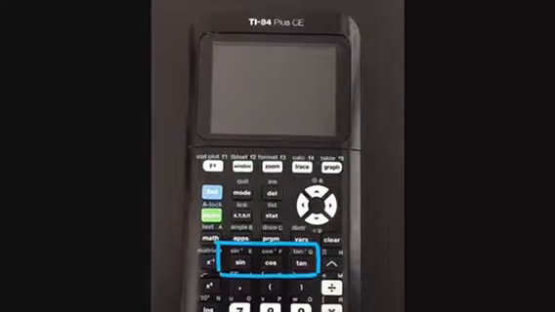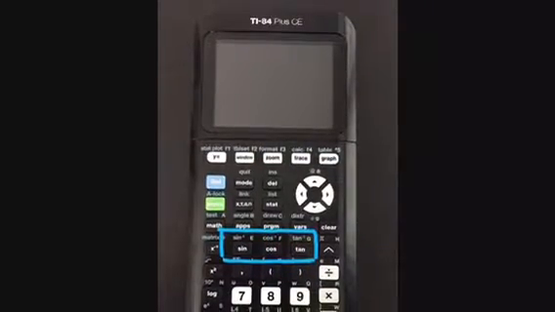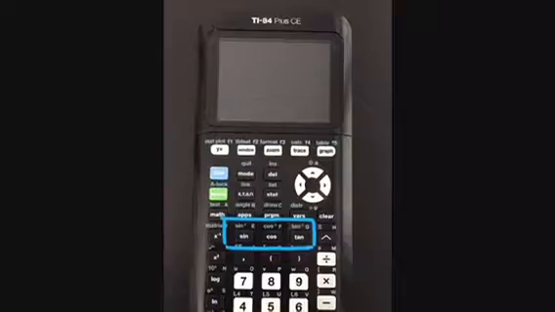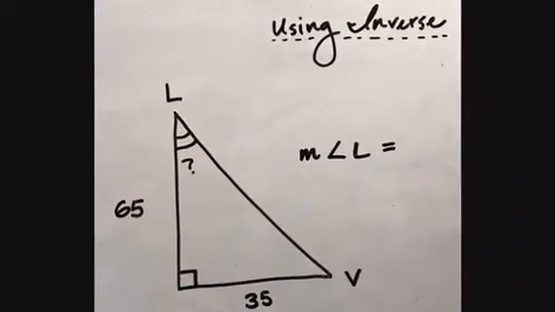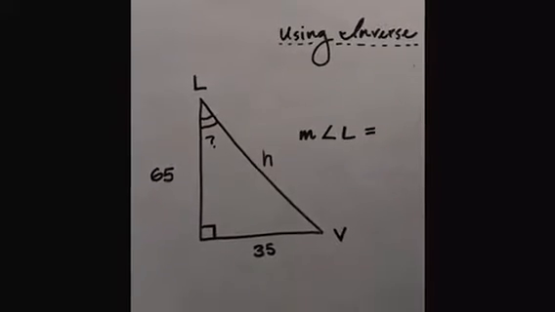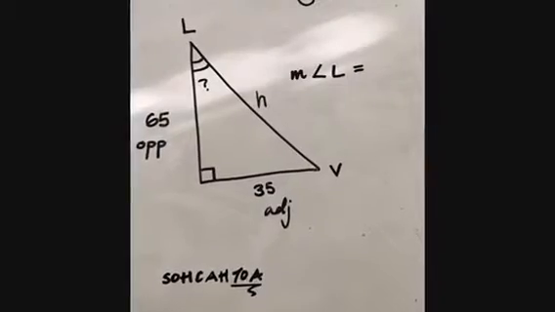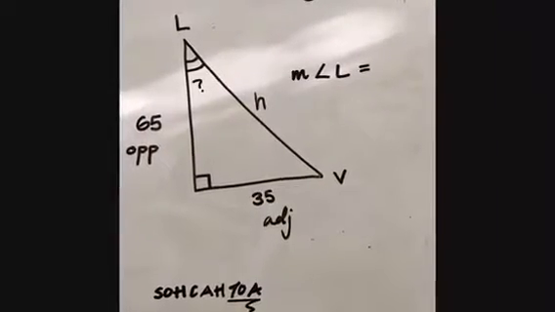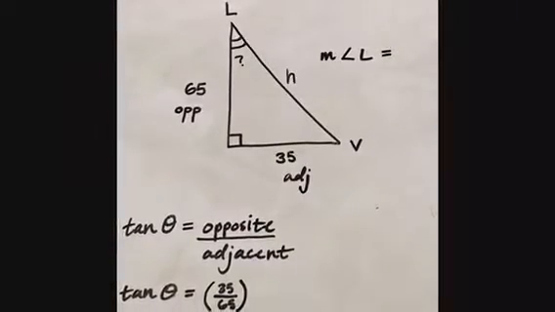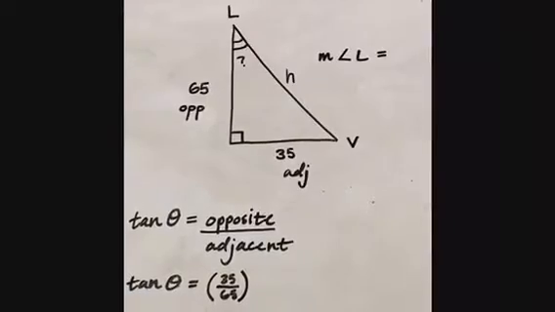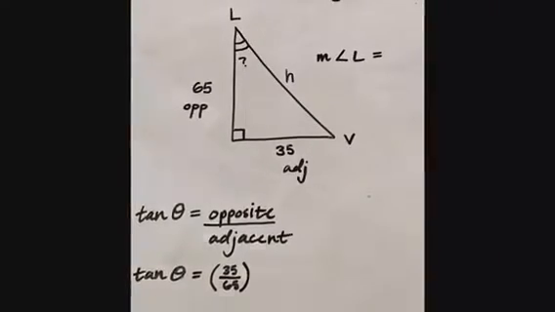Over here, I have my TI-84 calculator, and these are the trigonometric functions used, the ones that I boxed in blue. So here, I'll be using inverse to find measure theta. First, label the hypotenuse. Now that you know where the hypotenuse is, find the opposite and adjacent sides. Because the opposite and adjacent sides are left, then you use the tangent. So it's opposite over adjacent.